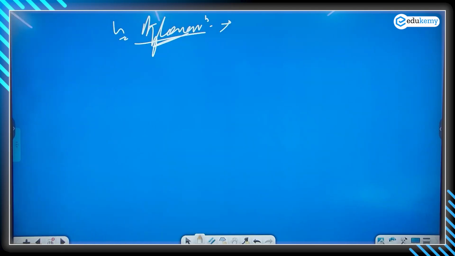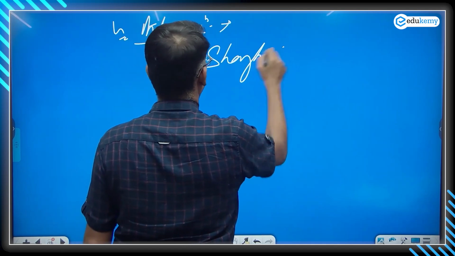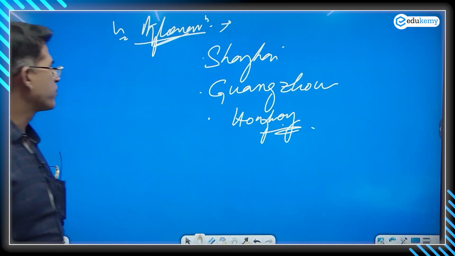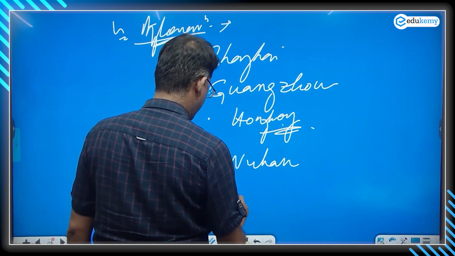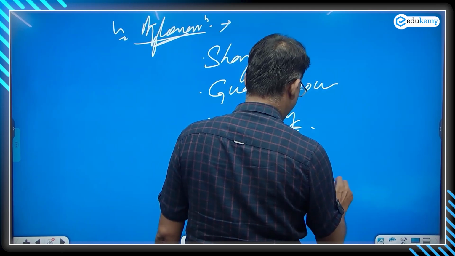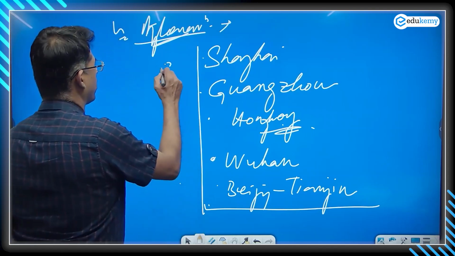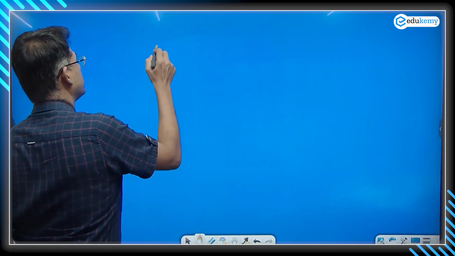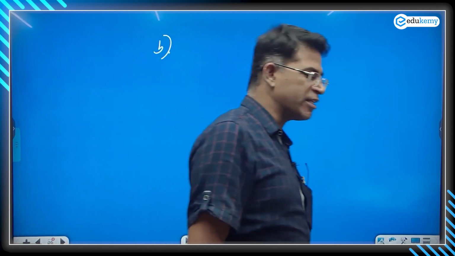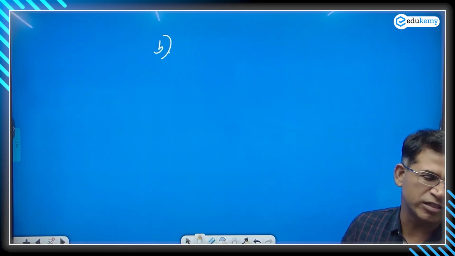So you have the Shanghai belt. We have Guangzhou; in China, Shanghai, Guangzhou, Hong Kong. You have Wuhan and Beijing, Tianjin. All these are agglomerations that China has created, okay, deliberately. And you can add this here under agglomeration. This is one point. The second point is almost all industrial regions of the world are agglomeration examples.